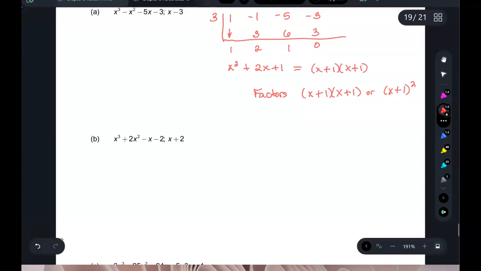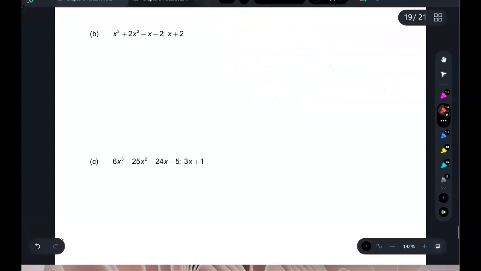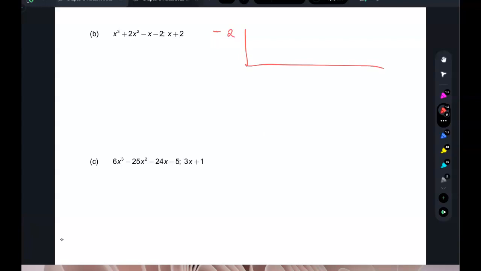Okay. So everybody good with A? Yes. Okay, how about B? So if it's x plus 2, we're going to divide by negative 2. I got a 0. I got 2 zeros. Because then, yeah, when you do that, it'd be x squared minus 1.